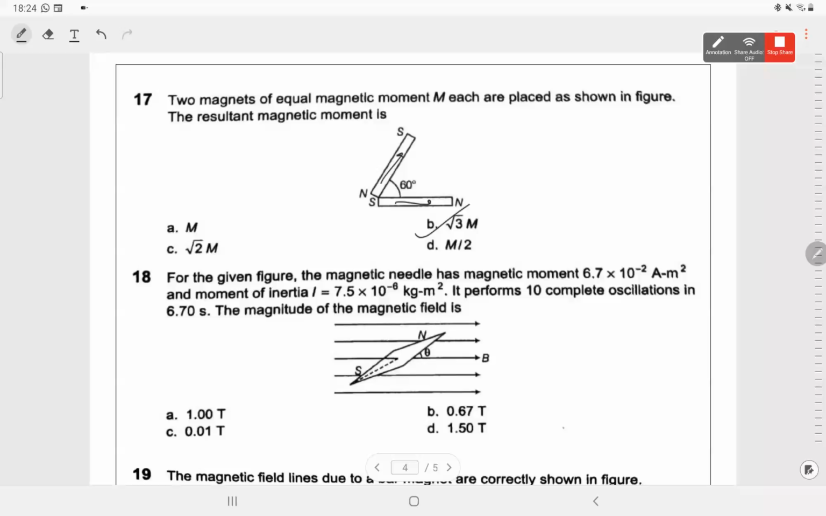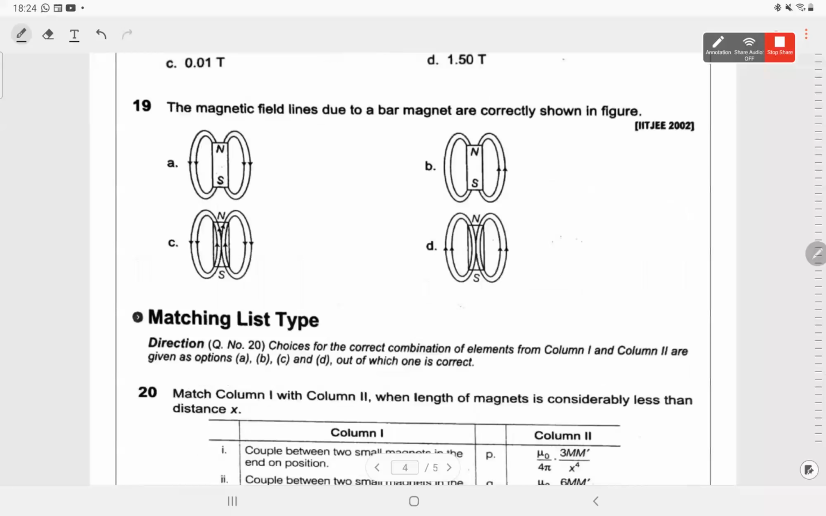For the given figure, the magnet needle has magnetic moment 6.7 × 10⁻². Moment of inertia is this. It performed 10 oscillations in 6.7 seconds. So one oscillation is 0.67 and time period is 2 pi √(I upon m into B). Right. So from here, time is given, moment of inertia is given, dipole moment is given. We will calculate B. The calculation may be a bit awkward, you can check that.